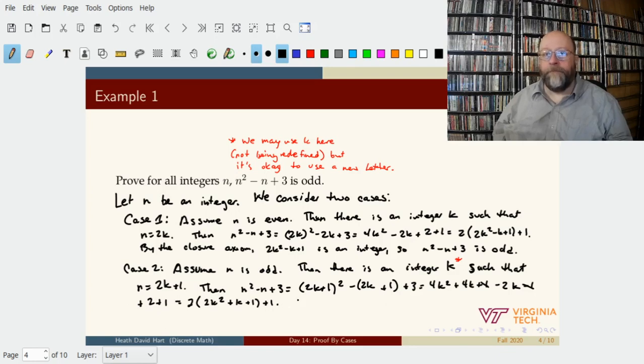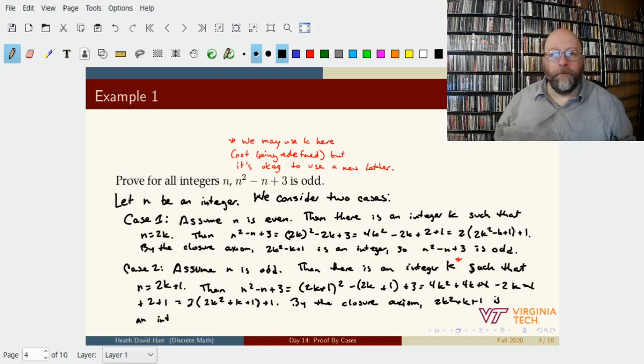Okay? Up here we got minus k. Down here we're getting plus k. And that's okay. These are two different cases, but by closure, this is also an integer. By the closure axiom, 2k squared plus k plus 1 is an integer. And so n squared minus n plus 3 is odd.